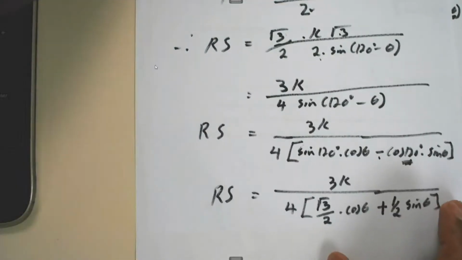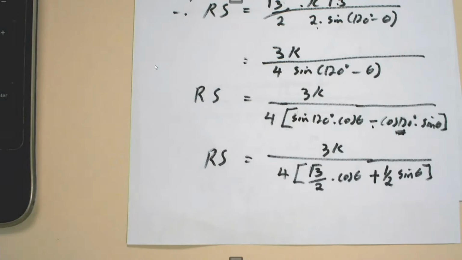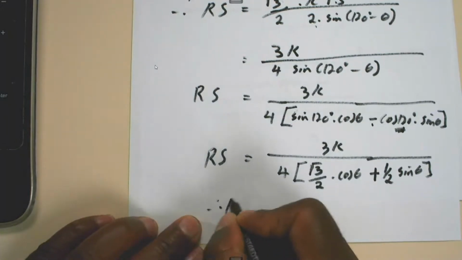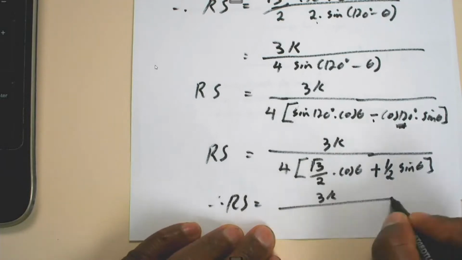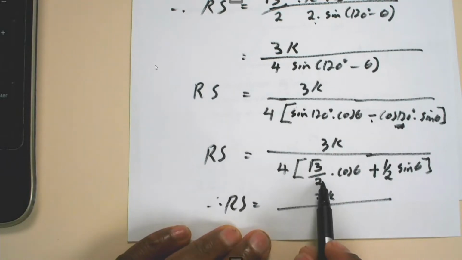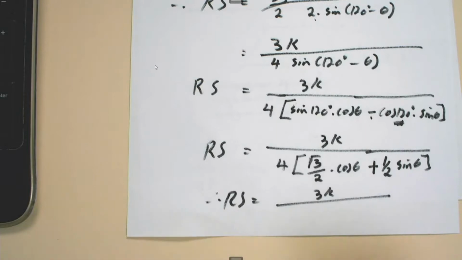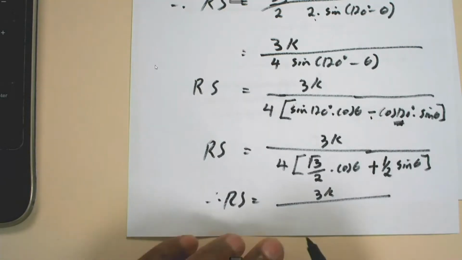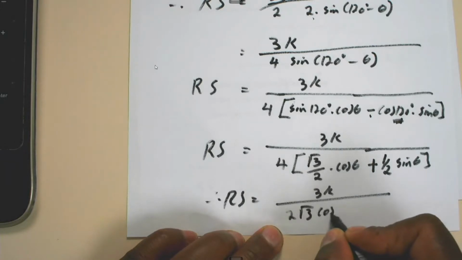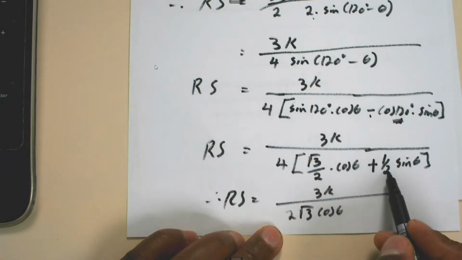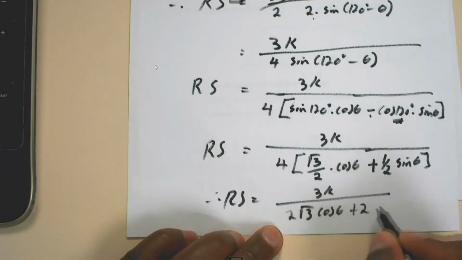We are almost there. All we have to do is to simplify the denominator. Multiply throughout by 4. I've got RS is 3k all over, we multiply by 4 here. 4 multiplied by 2, they cancel, 2 the square root of 3, the cos of theta. Your multiply here is going to be plus 2 sine theta.